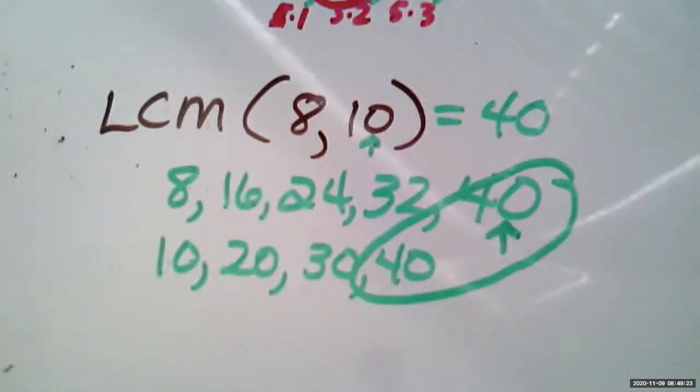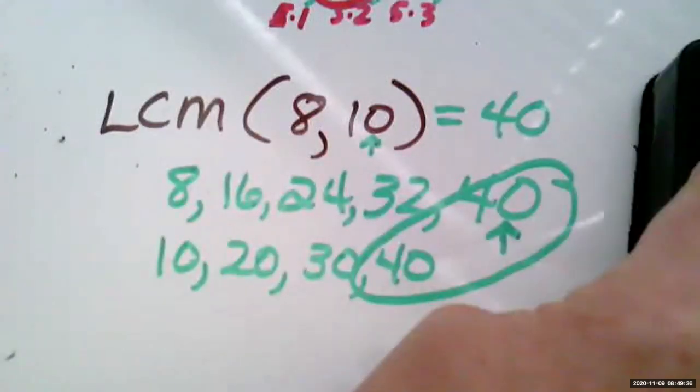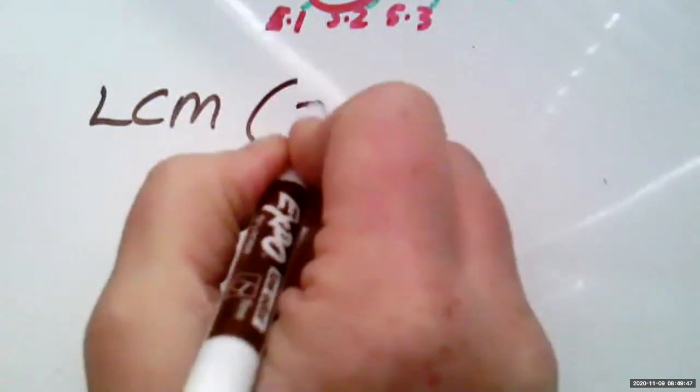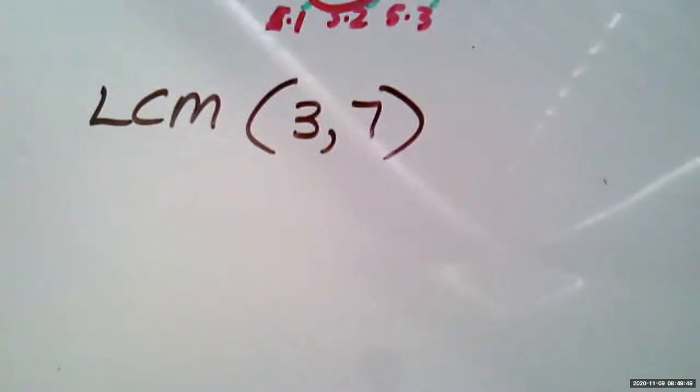All right, there were a few people who put 80. 80 they do have in common, but it's not the least common. So again, we want to make sure that you have the smallest common multiple they have in common. Okay, let's try some more. Just to make sure, we got least common multiple of, let's say, 3 and 7.